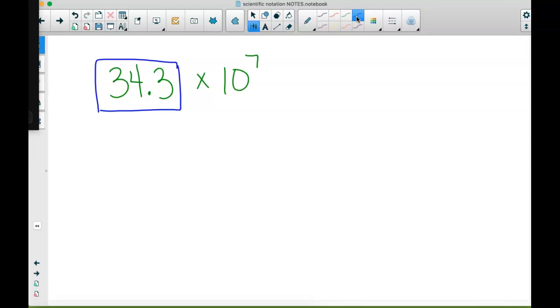So we could fix it. We could make it scientific notation by moving the decimal 1 more place. So it'd be 3.43, but then it would have to be 10 to the 8th power because we moved it 1 more place. Now it's scientific notation. Okay, so remember that base number always has to be between 1 and 10. Okay, questions there?